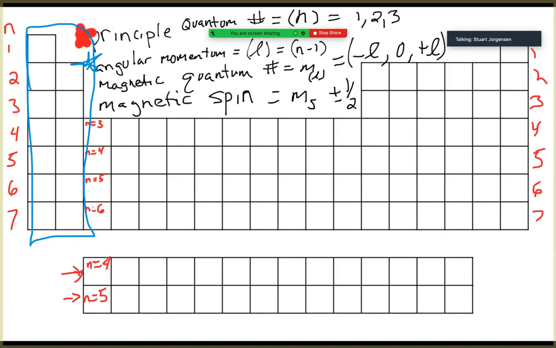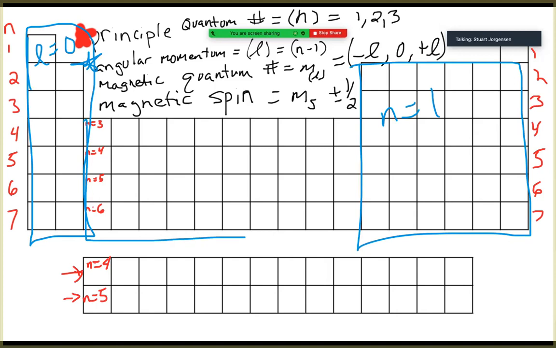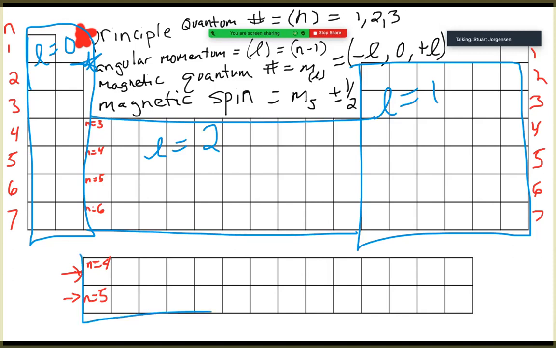For our far left column, our l will always equal 0. l equals 0. For our peanut area over here, l equals 1. For the peanuts, l equals 1. l equals 2 for the double peanuts, for the d orbitals or the d sublevel. And in the bottom row here, l would equal 3.